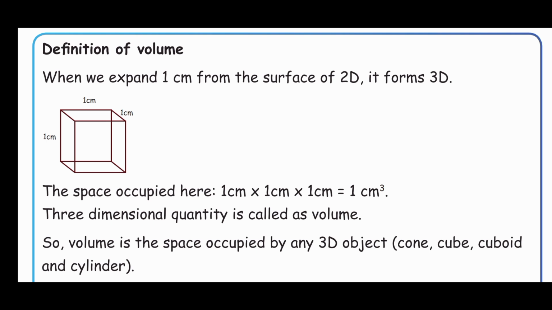I am giving an example, but the size of the cube is not like that. Maybe we can create like that. 1 centimeter cube. Three-dimensional quantity is called volume. So two-dimension quantity is called area. Three-dimension quantity is called volume. So volume is the space occupied by any 3D object: cone, cube, cuboid, cylinder.